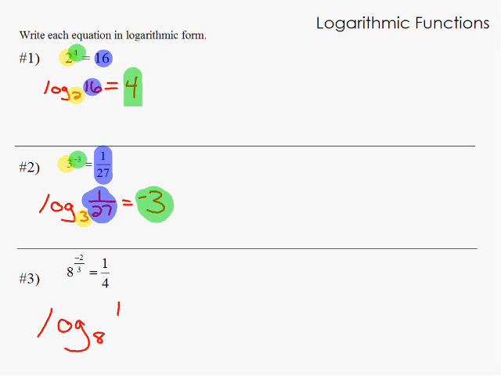Number three, we got log base 8 of 1/4 equals negative 2/3. Base is the base. What was by itself becomes the argument. What was the exponent becomes by itself.